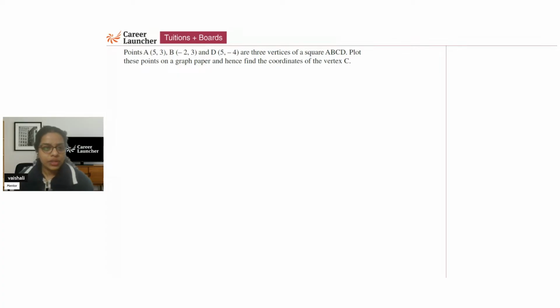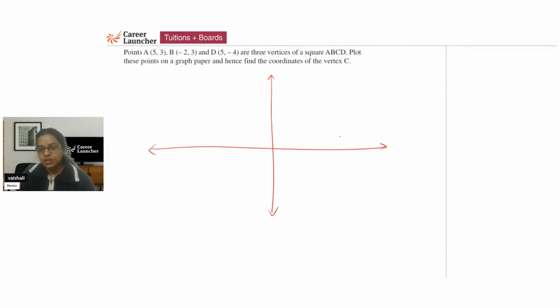There are 3 points A, B, C and they are the vertices of a square. So first of all, we make a rough Cartesian plane as usual. This is my x-axis and this is my y-axis. There is a point A. So for instance, this is 1, 2, 3, 4, 5. 1, 2, 3, 4. And here also we mark 1, 2, 3, 4. So 5 comma 3 is approximately here.